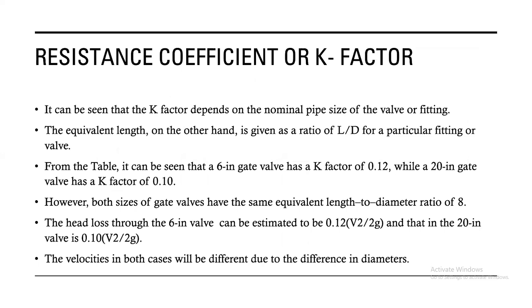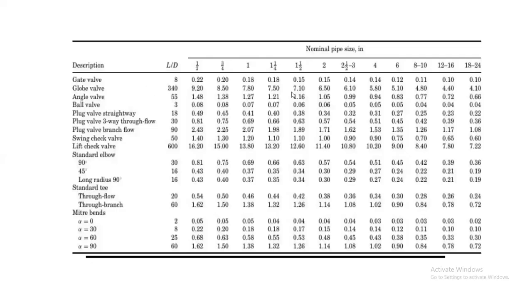Resistance coefficient or K factor. It can be seen that the K factor depends on the nominal pipe size of the valve or fitting. The equivalent length on the other hand is given as a ratio of L over D, equivalent length over diameter of valve for a particular fitting or valve. From the table, it can be seen that a 6-inch gate valve.